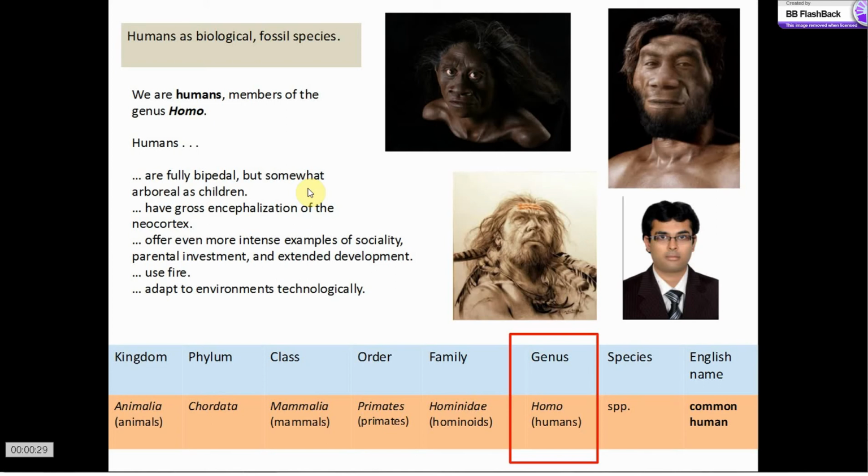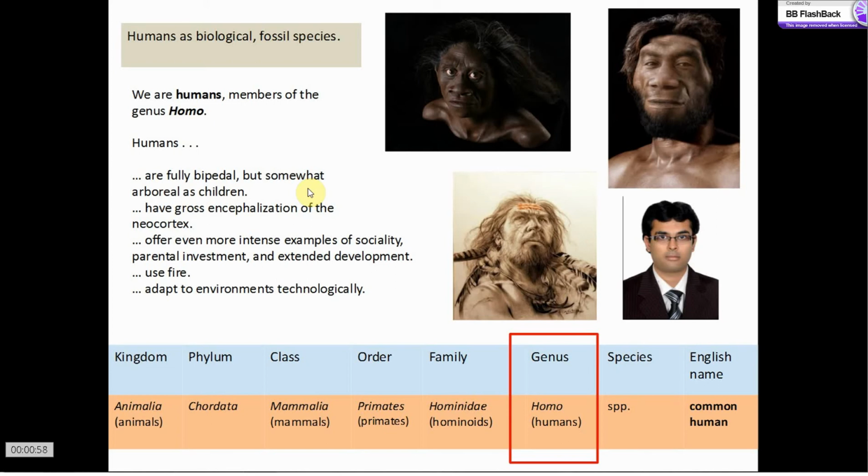We have really, I guess you could say, gross encephalization of the neocortex. That means that our brains are just very big. We have a lot more of the wiggly, noodle-like top and front part of our brains than other mammals, other primates, and other apes. And we are even more intensely social, even more intensely invested in our children, and we take even longer to grow up than other apes.